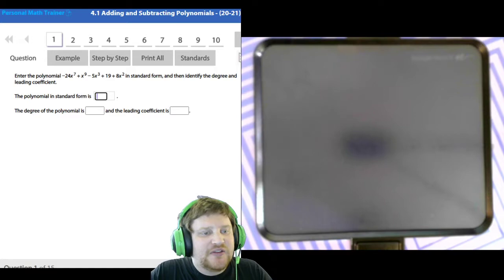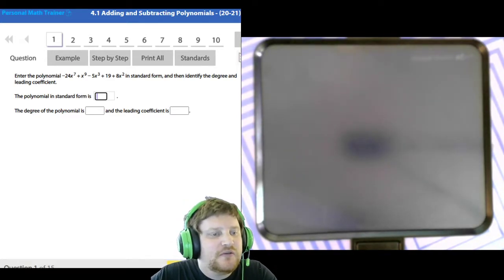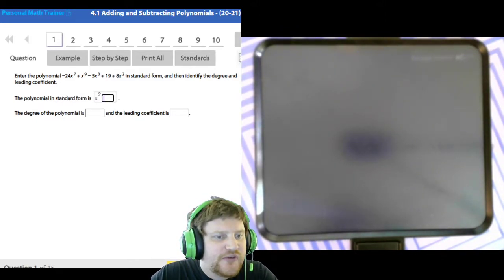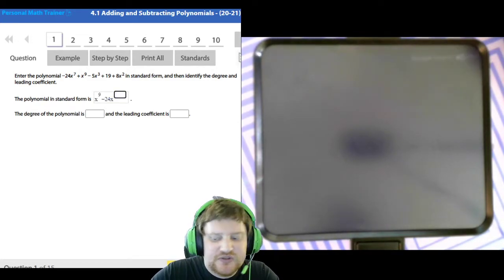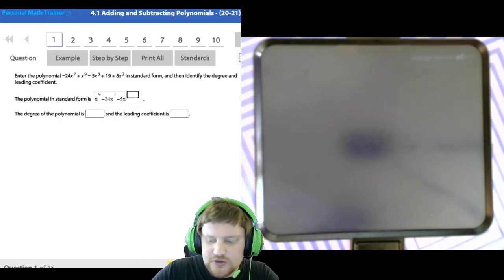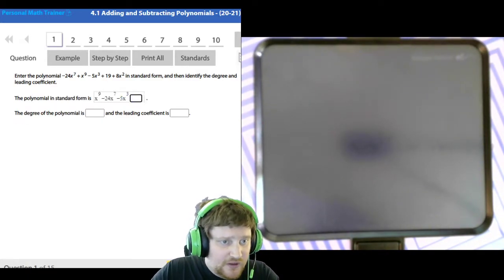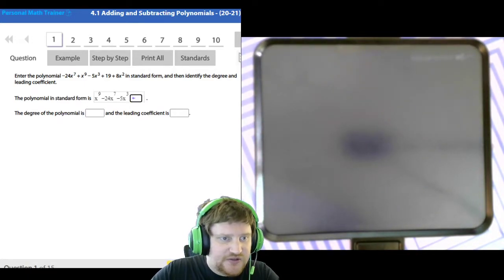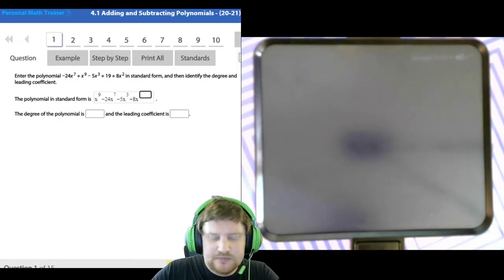All right, what's my highest exponent? Looks like 9, so I have x to the 9th. Looks like my next highest is 7, so I have minus 24x to the 7th. Next highest appears to be 3, so negative 5x cubed. Then I have an x squared, so plus 8x squared.